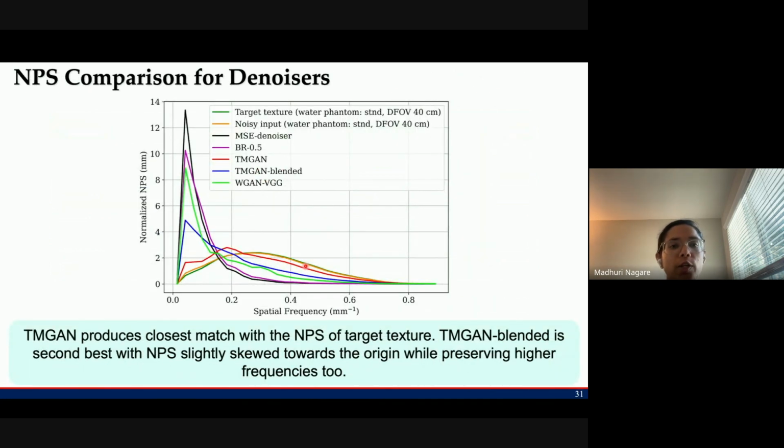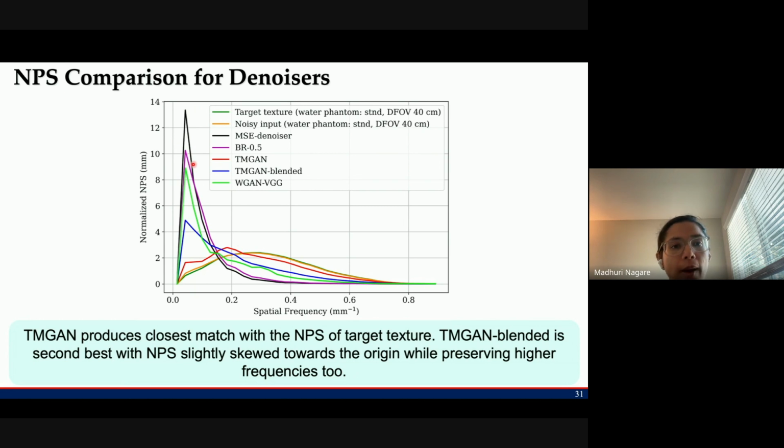So these are the noise power spectra for different denoisers. Our target texture is the green one, and the noisy input also has a similar noise power spectrum. The MSE, mean square error, denoiser is the black line, which is skewed towards zero.